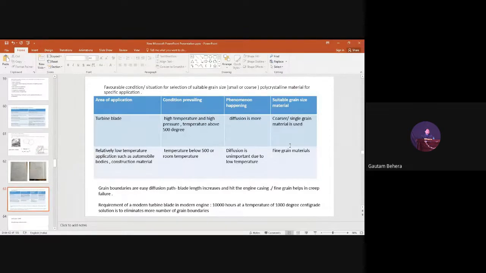And you have to remember, grain boundary is an easy diffusion path. Grain boundary is an easy diffusion path. Along that path, diffusion will be easier. Right? So tell me, if you have a coarser grain material and a finer grain material, both of the same material, what will happen? Creep will be easier in which case? Finer grain. Yes, why finer grain?